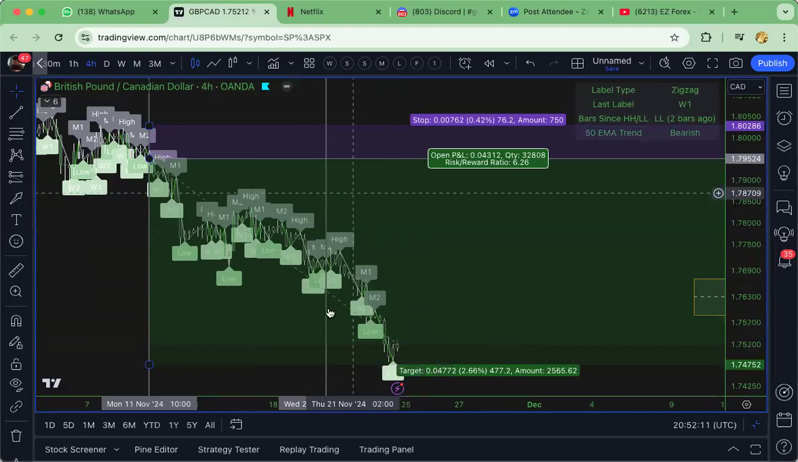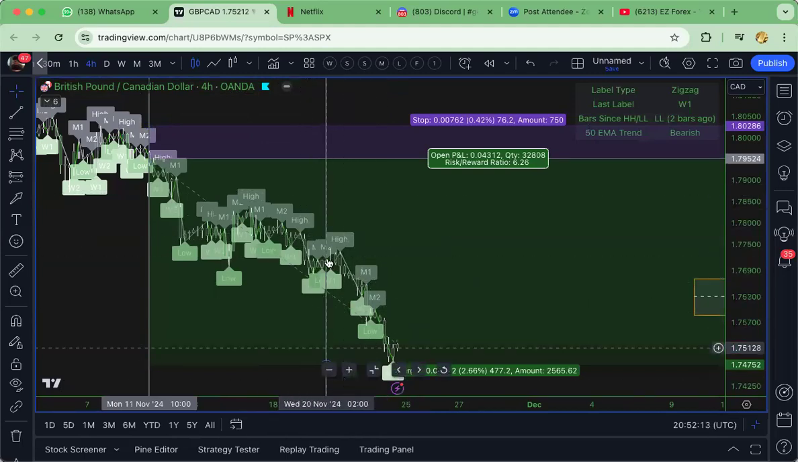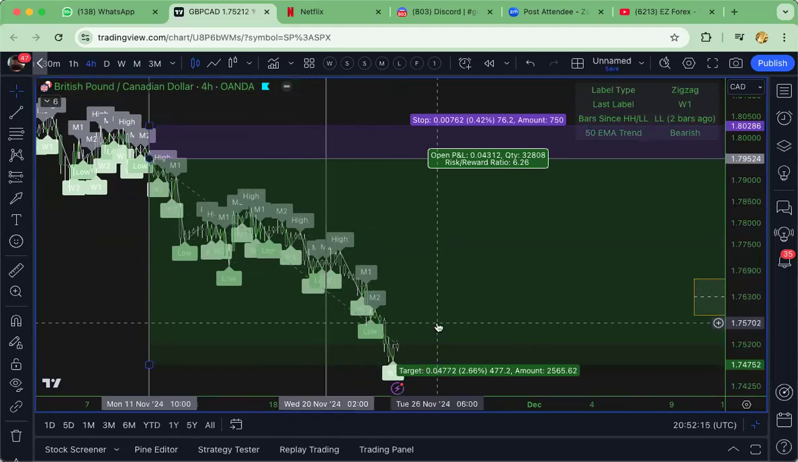And now what I'm going to do is show you how you would have even been able to catch the continuation of this trade going into this week ahead as well. Bear with me, someone should ask something, I believe.